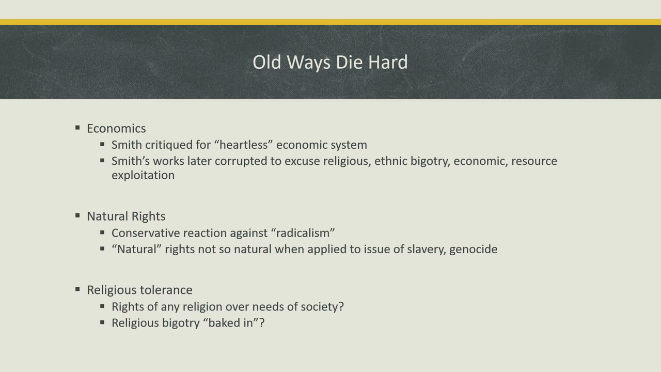The natural rights of man, the John Locke, conservative reaction was that John Locke is proposing something that is horrifically radical, that how can it possibly be that somebody born to a peasant is equal in rights and privileges and ability to somebody who's noble born. Natural rights are not so natural when they were applied to the issue of slavery and genocide. And this was an issue that is taken up and struggled with in the forming of the United States.